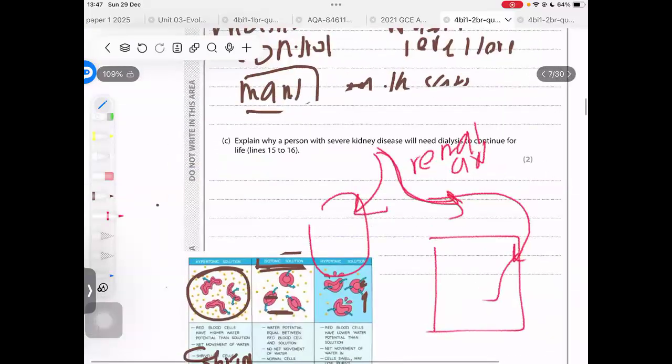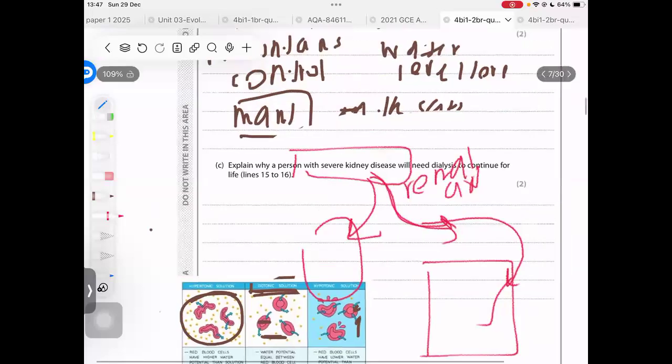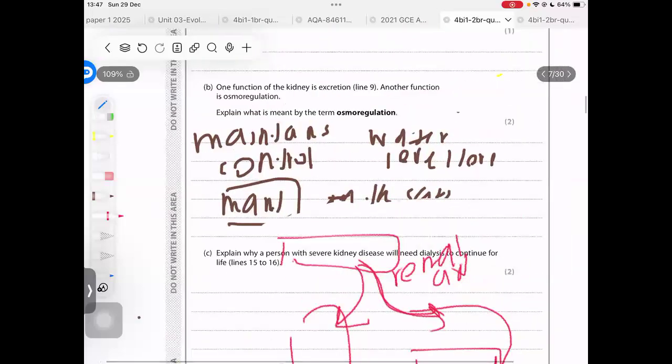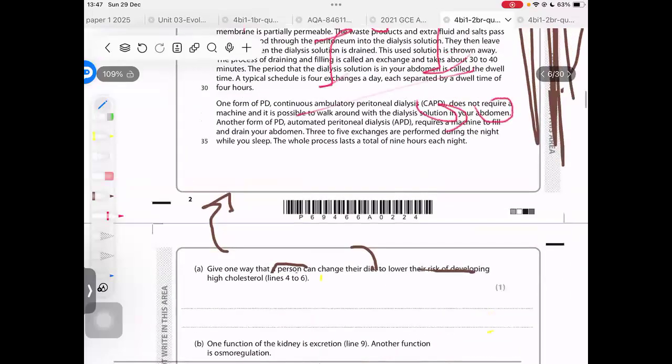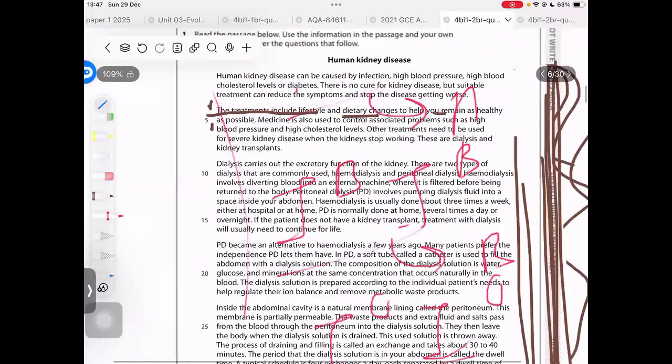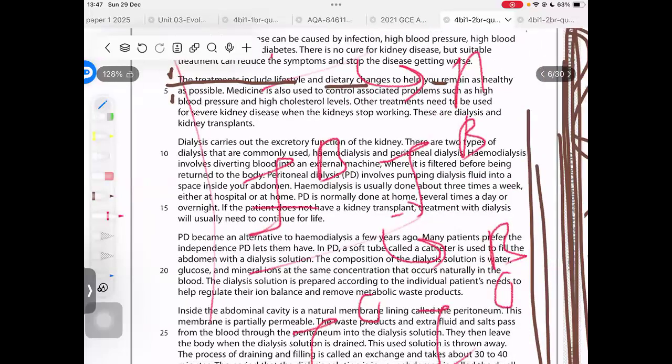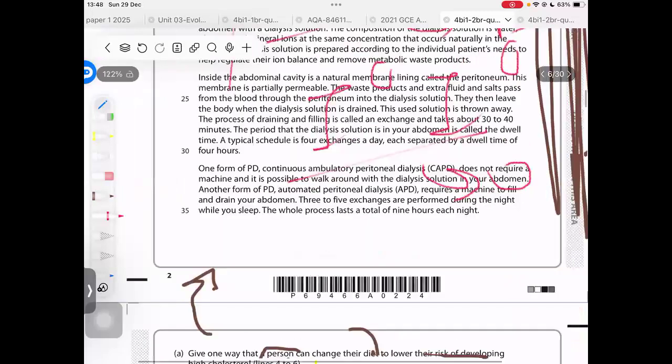Here they are asking, explain why a person with severe kidney disease will need dialysis to continue for life. They're asking us to go through lines 15 to 16, so we must obey them. Let's see what they have mentioned. If the patient does not have a kidney transplant, treatment with dialysis will usually need to continue for life. So that is lines 15 and 16.